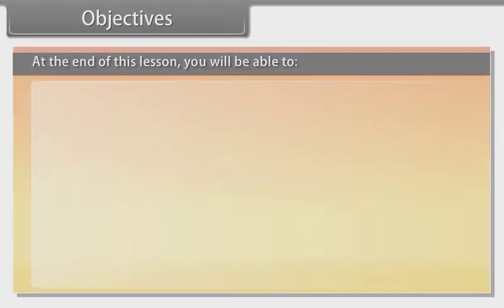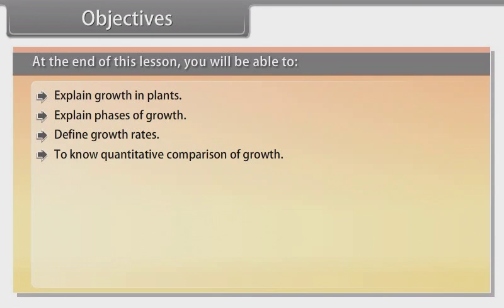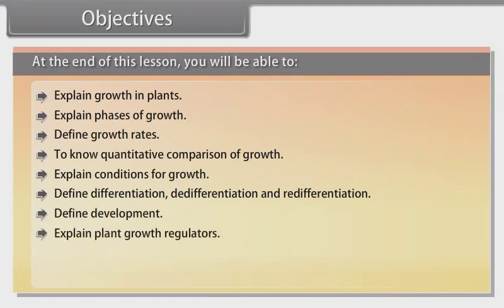Objectives. At the end of this lesson, you will be able to explain growth in plants, explain phases of growth, define growth rates, to know quantitative comparison of growth, explain conduction for growth, define differentiation, dedifferentiation, and redifferentiation. Define development, explain plant growth regulators, describe photoperiodism, describe vernalization.